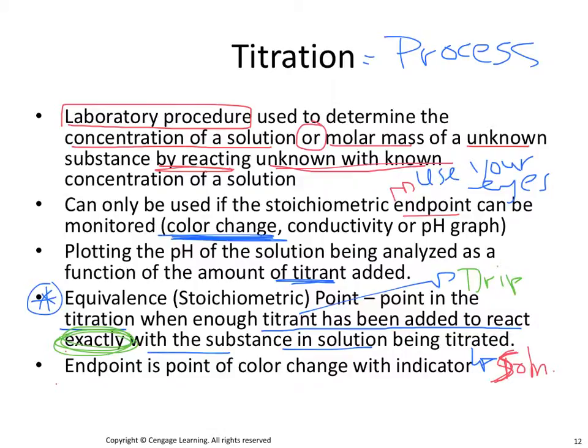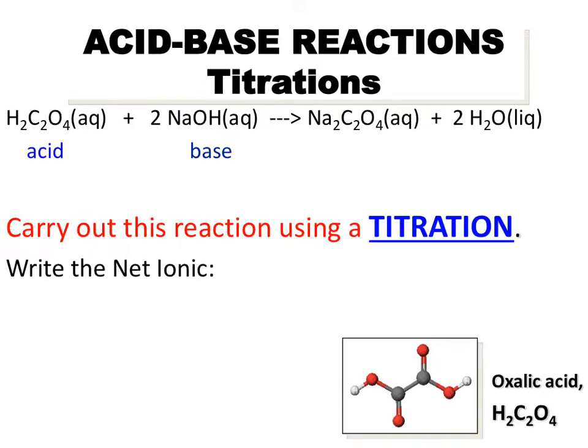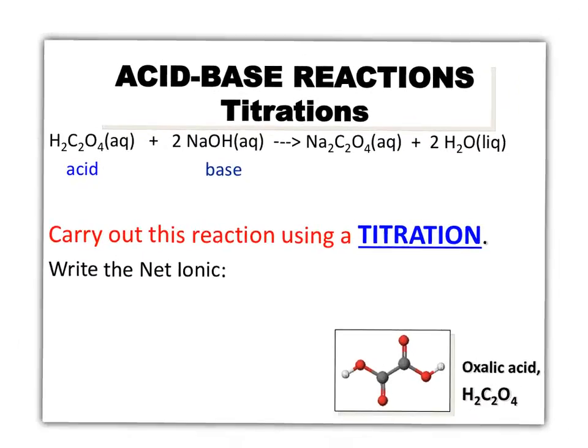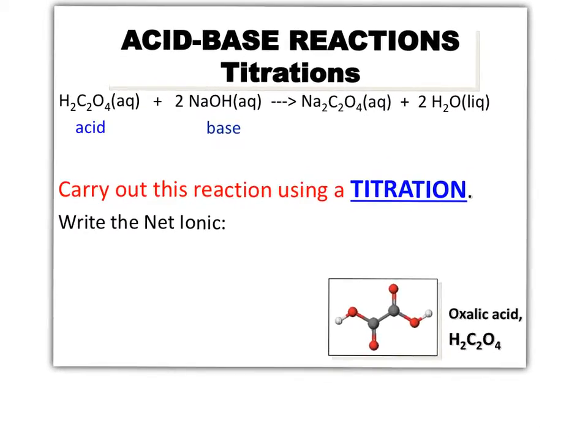The endpoint is a point of color change with an indicator. There are several different indicators: bromothymol blue, phenolphthalein, phenol red. Those are the three common ones. Like I said, I know all this is foreign, but I see it. All right, so acid-base reactions to titrations, nothing important there.